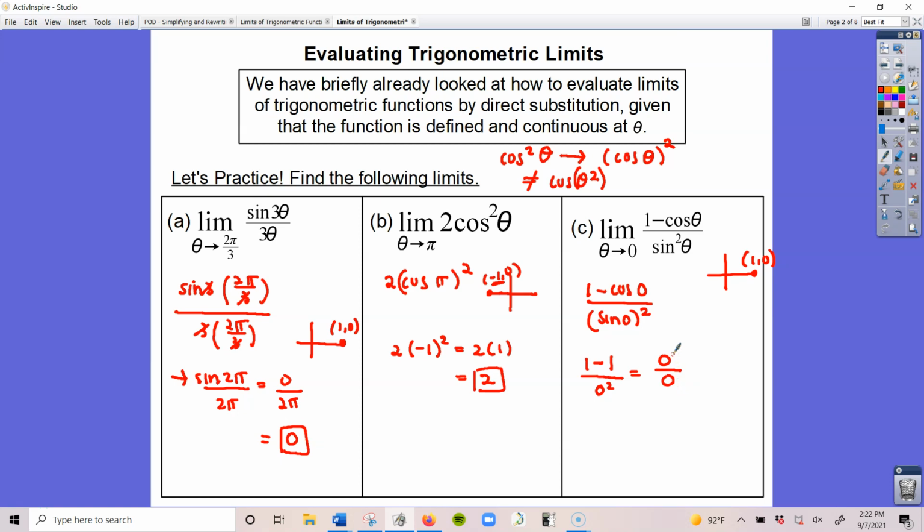Now we learned if we have 0 divided by 0, this is not necessarily undefined. This is called indeterminate.